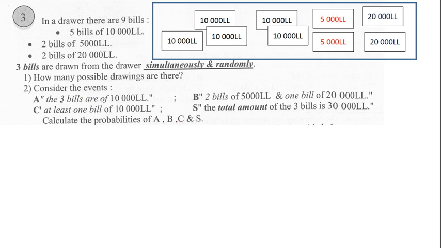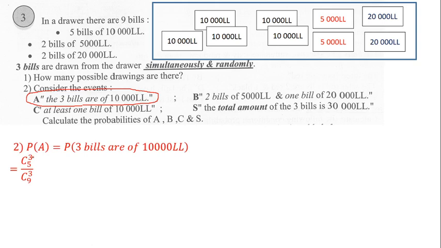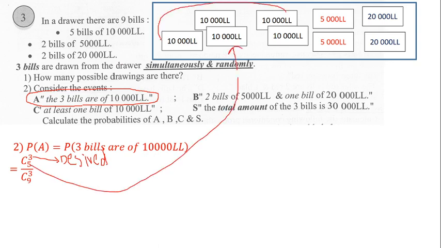Event A, the 3 bills are of 10,000. One kind. So use C. So how many bills of 10,000? You have 5 bills. Choose 3. As we said here, 3 out of 5. 3 is the desired, and 5 is the total number. The total, these are 5. Choose 3 out of 5, and 3 out of 9, which is the total cases.